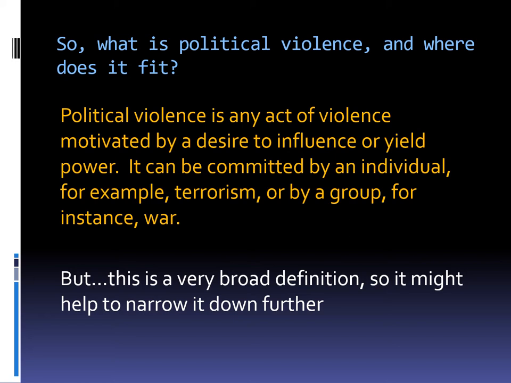It could be committed by an individual, for example, terrorism, or by a group, for instance, war. In the example of a terrorist organization, it bears to mind that their purposes are by their very nature political. Terrorist organizations seek to impose maybe new forms of statehood, and most likely new visions of moral order upon the world around them. And so they enact violence to achieve those aims. Now, we're still at a very broad level, so let's dig into this concept further.